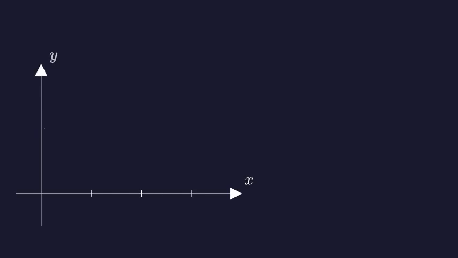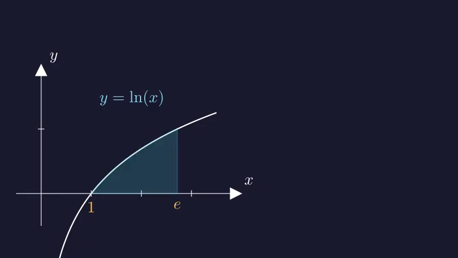First, let us plot the function y equals the natural log of x on a standard Cartesian plane. We are looking for the area under this curve starting from x equals 1 and ending at x equals e. Watch as we shade this region in a bright color. Notice that at x equals 1, the height is 0, and at x equals e, the height is exactly 1. This creates a curved shape bounded by the x-axis, the vertical line x equals e, and the curve itself.